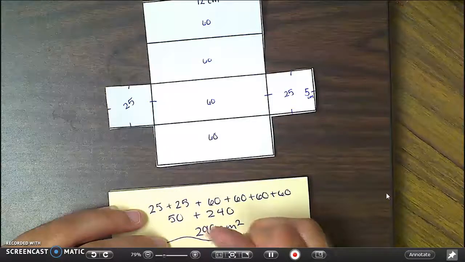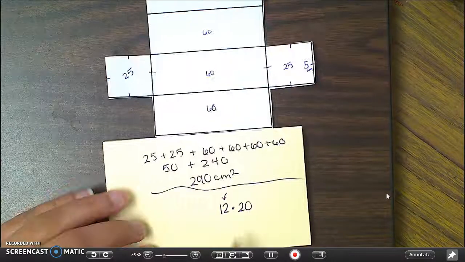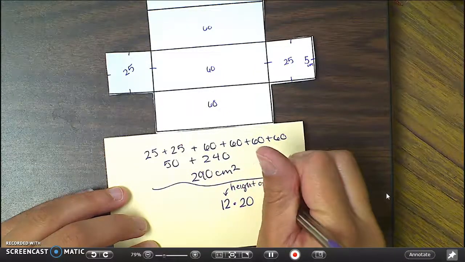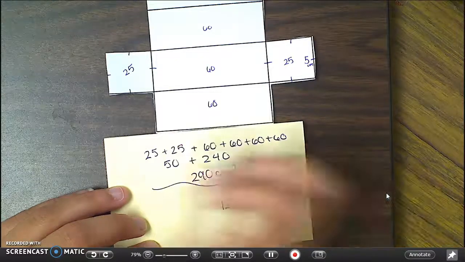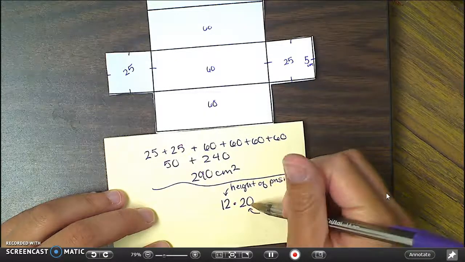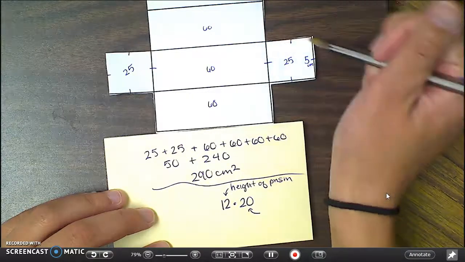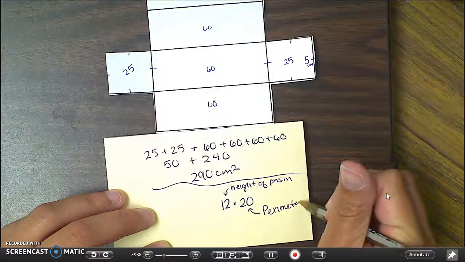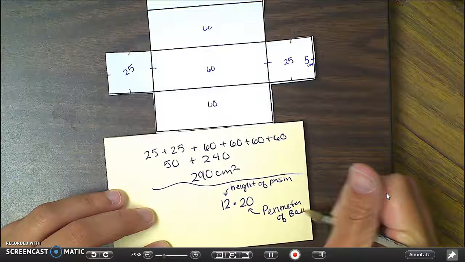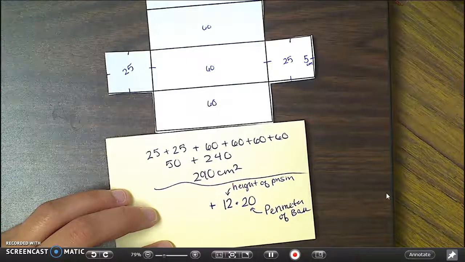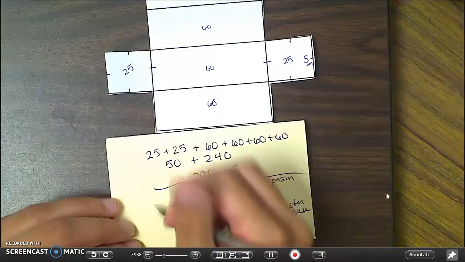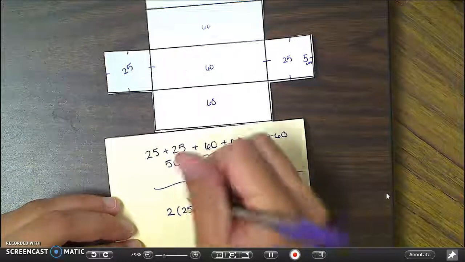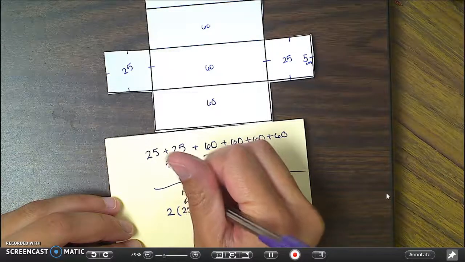Where this number here, 12, is really the height of the prism, because it's how tall it is from one base to the other. And this number right here, 20, is really the stuff around the bottom, so the perimeter of the base. Then we can add that to the area of the bases, and there are 2 of them. So rather than adding each one, we'll just do 2 times 25, where this is the area of the base.